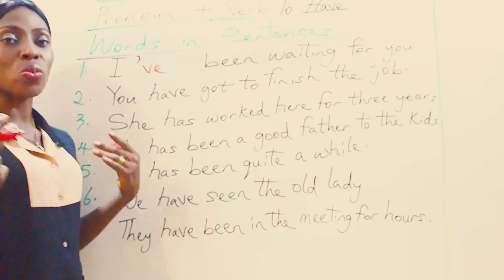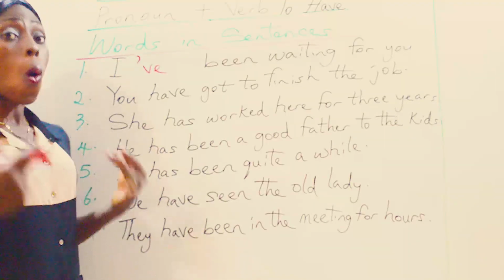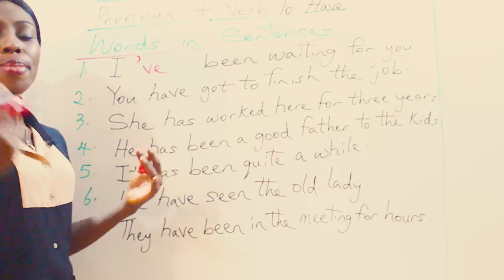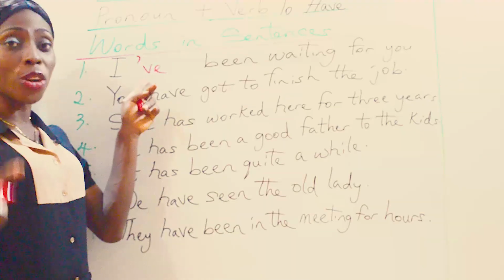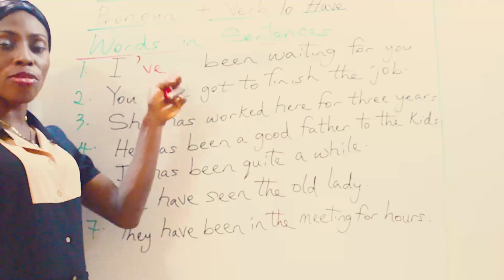Now, which sounds right to the ears? I have been waiting for you, or I've been waiting for you? I bet you say it's the second. I've been waiting for you. So that's one reason we should use contractions. Okay, so it's now I've been waiting for you.